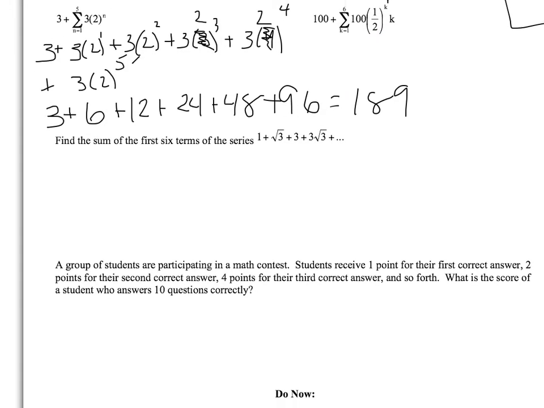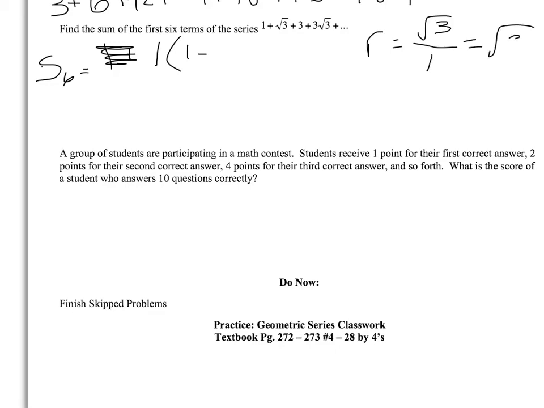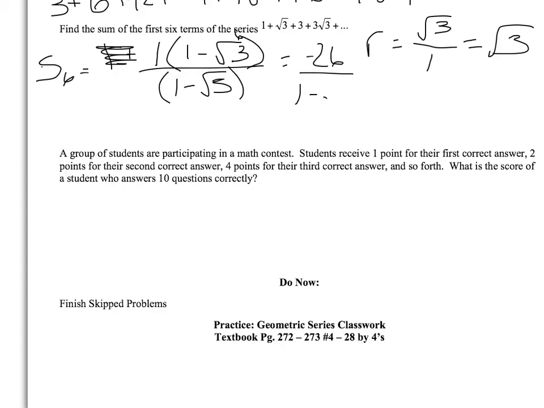Now let's look at these last two problems together. Find the sum of the first 6 terms. Well, sum of the first 6 terms is going to be A1, so 1 times 1 minus r, so 1 minus my r value, take the second term and divide by the first term, so it's radical 3. So 1 minus radical 3 to the 6th power over 1 minus radical 3. When you take 1 minus radical 3 to the 6th power times the 1 in front, you get negative 26. And the denominator is 1 minus radical 3.